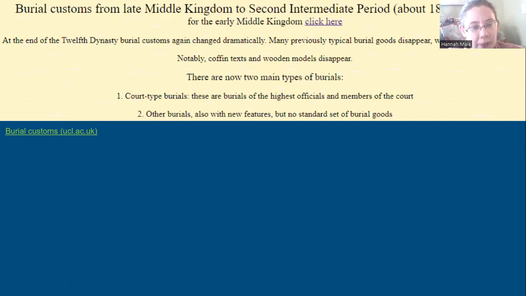And at the end of, when you get to the late Middle Kingdom through the Second Intermediate Period, those wooden models tend to disappear. So Egyptologists have divided the types of burials that we see into court type burials, so the highest officials, and then members of the court, and then I think the royal kings are included in there as well, and then other burials that have some new features but don't really have a standard set of burial goods. And again, this is taken from the Digital Egypt for Universities site.